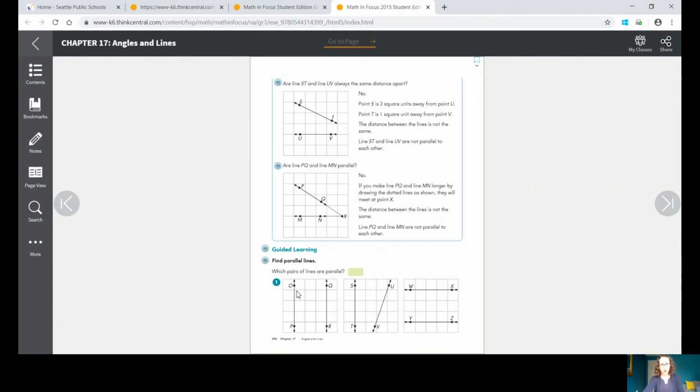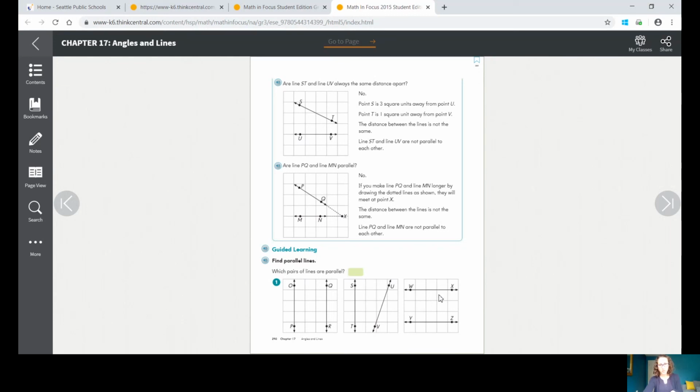Okay, here we go. So OP is parallel to QR because these have the same distance, 1, 2, 3 square units from here and here. So those are parallel. And then these ones are not because look at the distance. This is 2 and this is 3 square units. So those are going to intersect somewhere down here.